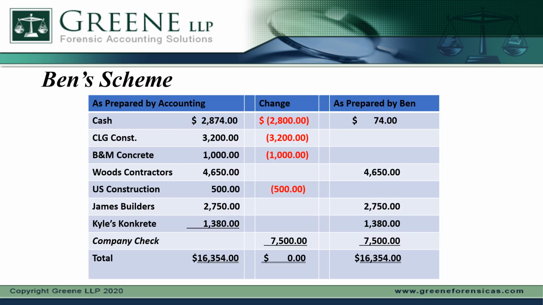So let's talk about how Ben's scheme worked. Accounting would give Ben the daily COD deposit. He would then extract a combination of cash and checks equaling $7,500 and insert the company tax check into the deposit in order for it to balance.